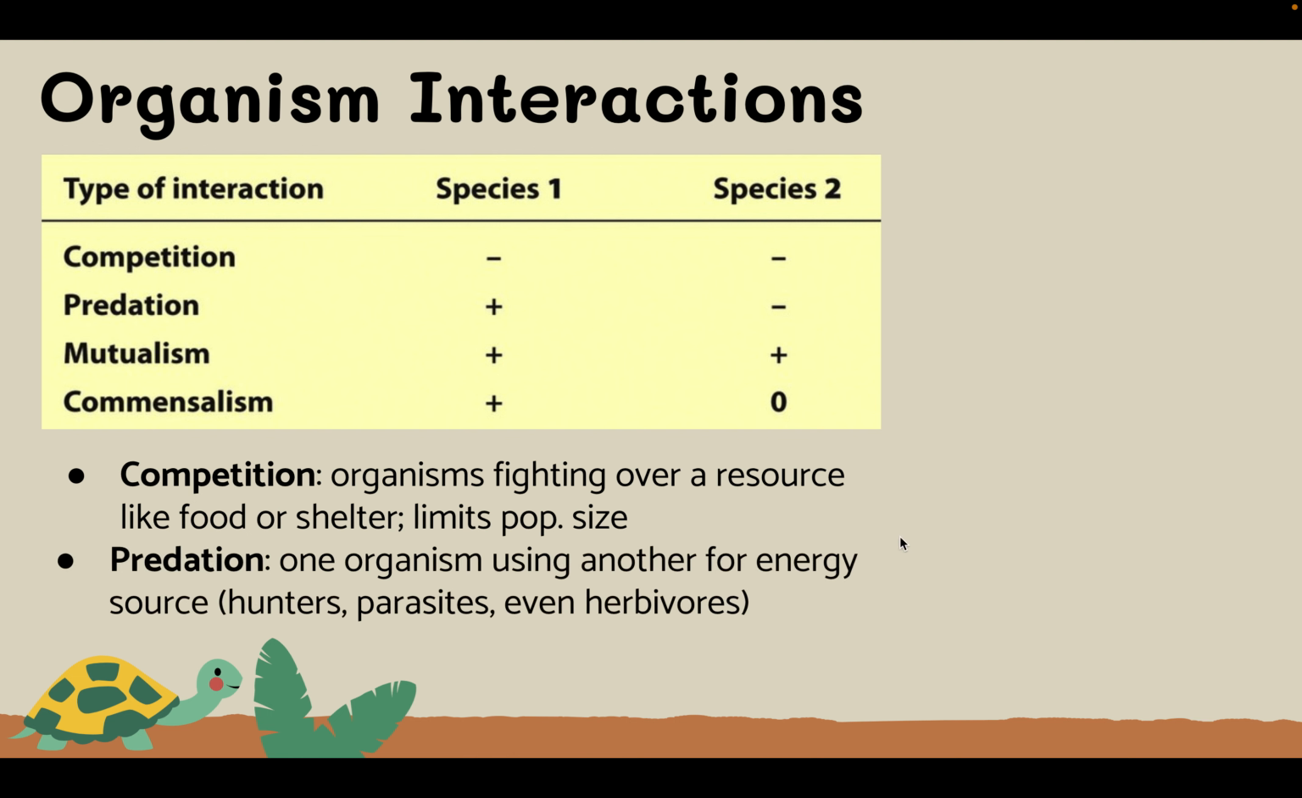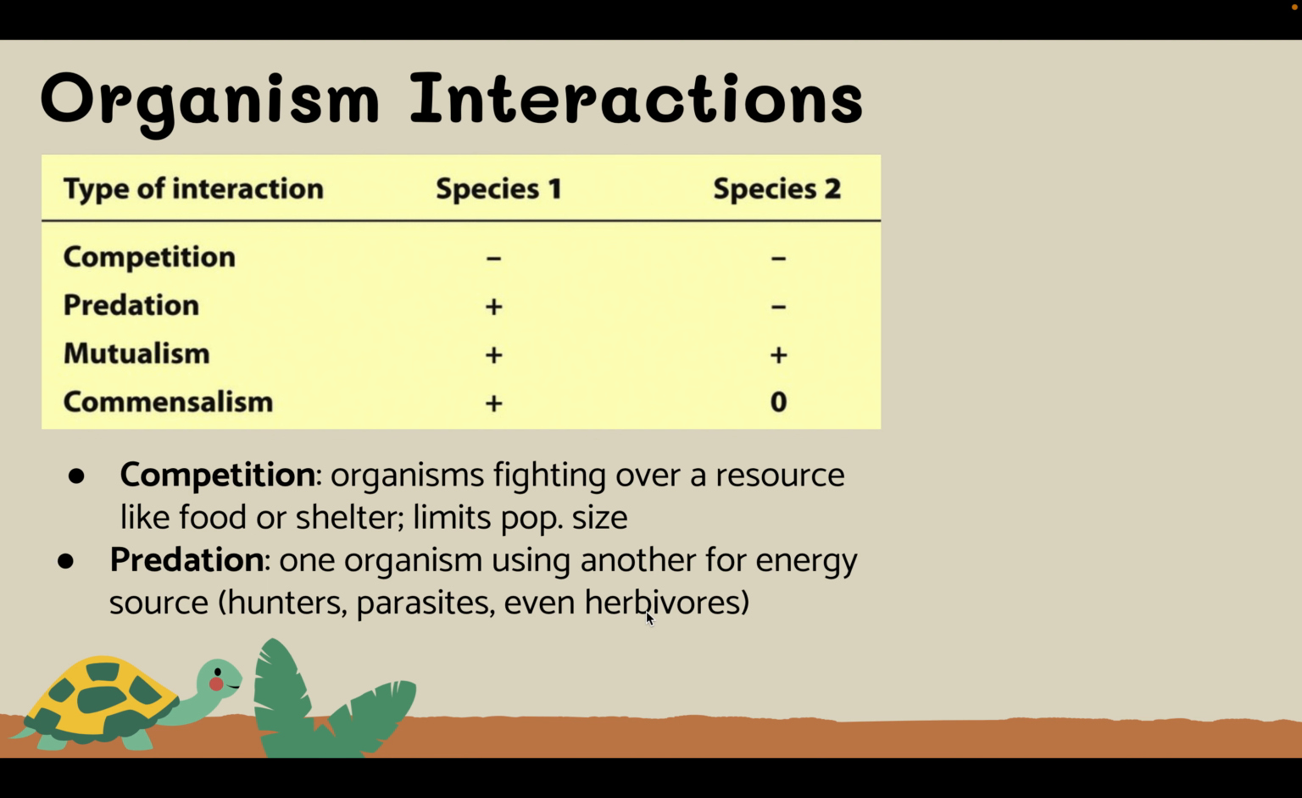Predation is where one organism uses another for energy sources. So you're probably thinking of a lion chasing a gazelle. That's an example of predation. But think about hunters, humans, parasites, and even herbivores as well. That's a type of predation.